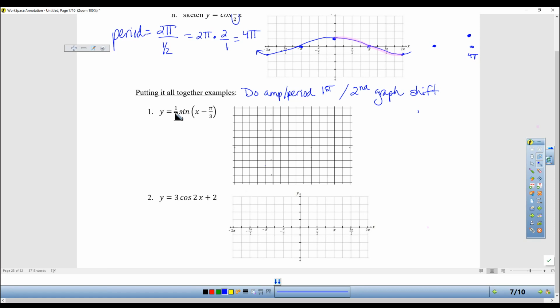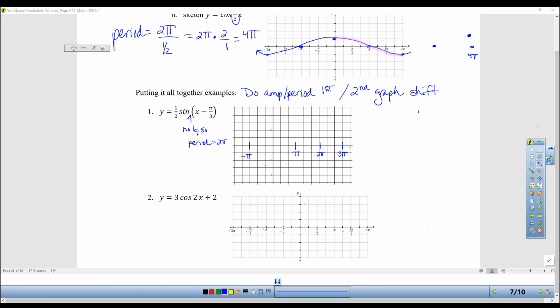So on this one, I see the 1/2. And I see there's no period change, no B. So period is equal to just 2 pi. So notice this one, you think, why did they not do the regular 2 pi graph? Because it's going to have to shift by thirds. So when you see this, you know the thirds is going to enter in there somehow. But here's my pi. Here's my 2 pi. Here's my 3 pi. 1, 2, 3. Here's my negative pi.